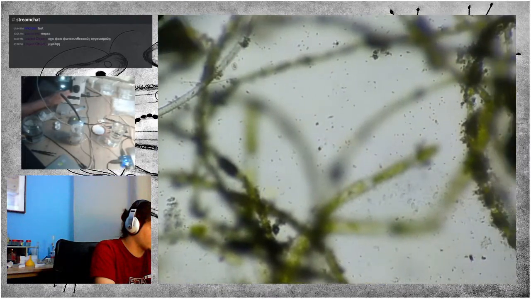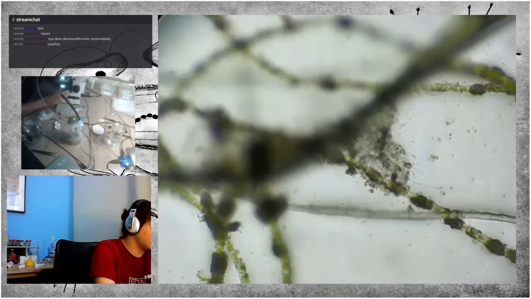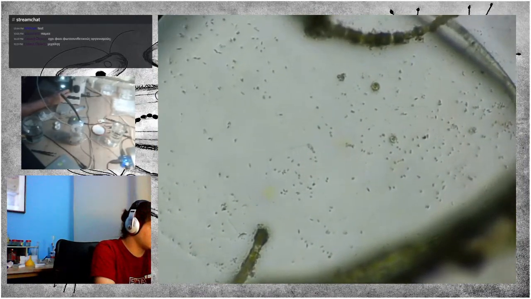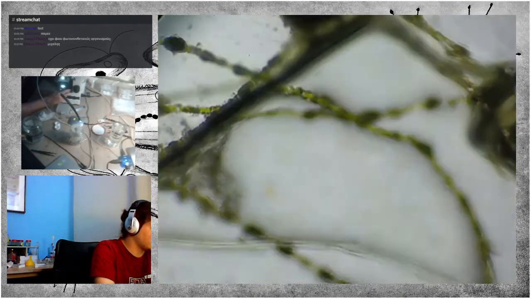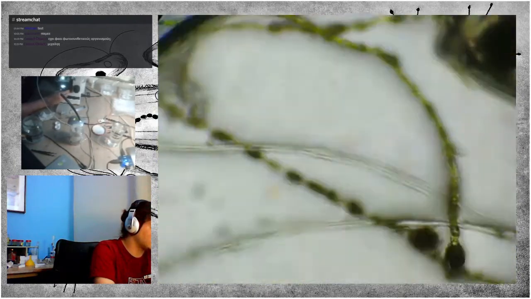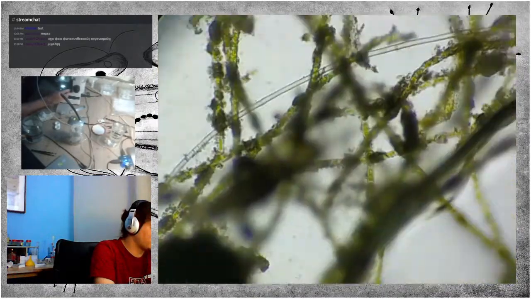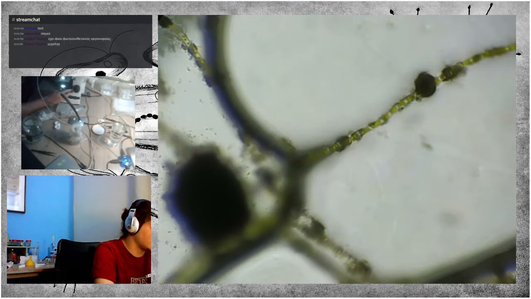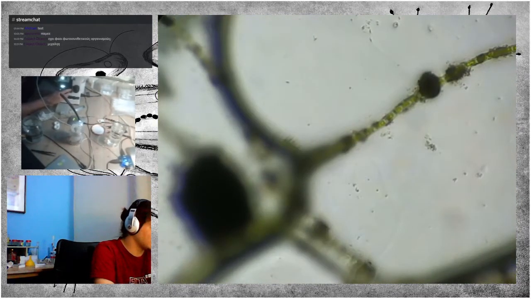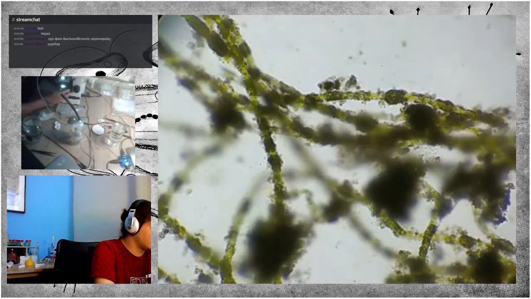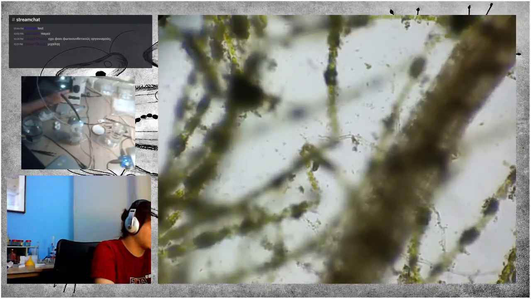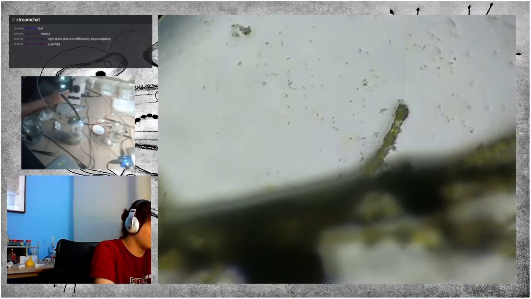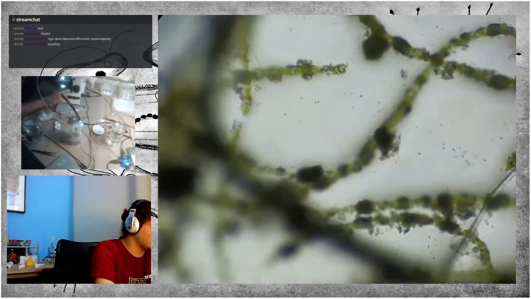Now, right now, I'm not seeing anything particularly interesting. Either there is a bubble again, and this bubble is a result of the oxygen production of the algae and the diatoms, and also I think it is a remnant from the water drying from the slide previously.